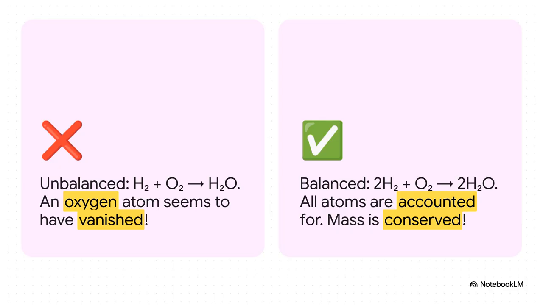Look at the equation on the left, the unbalanced one. Honestly, it's kind of lying to us. It makes it look like an oxygen atom just vanished. Poof, gone. But that can't happen, right? So, look at the after column on the right. Once we balance it, it all makes sense. We start with 4 hydrogens and 2 oxygens, and guess what? We end with 4 hydrogens and 2 oxygens. See? The books are balanced. Every atom is accounted for.